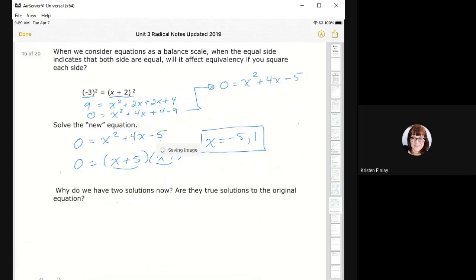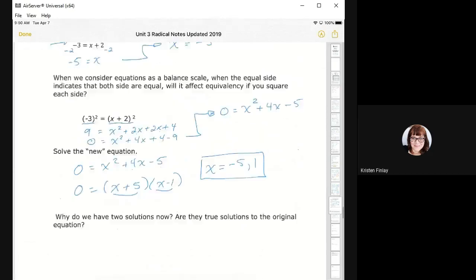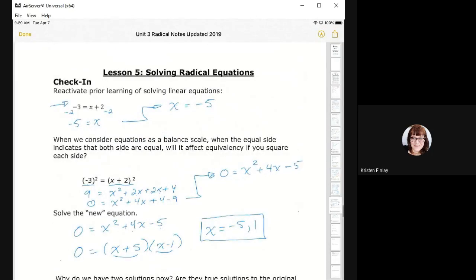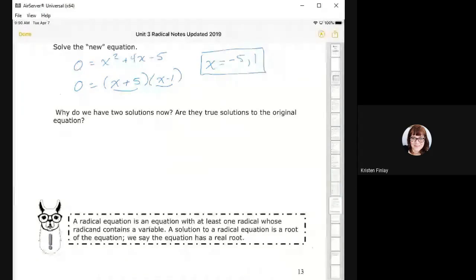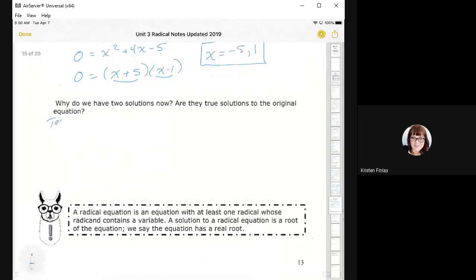Now, we have two solutions, whereas in the original equation, if we scroll back, we only had x equals -5. So why do we have two solutions now? And now what we want to ask is, are they true solutions to the original equation? So we have to test this, and we test this through verifying. So we're going to test these values. So I take my left side and my right side of the equation. So I'm going to test x equals -5. So here I have on my left side -3, and on the right side I have x plus 2.